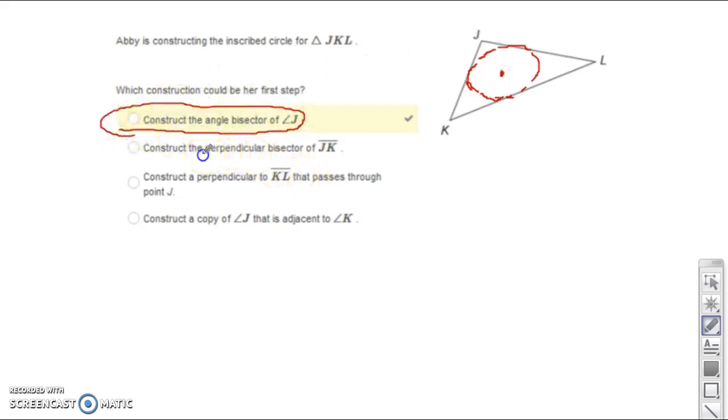Again, perpendicular bisectors, that would give you the circumcenter. Perpendicular, again, circumcenter. And copying an angle just doesn't help us at all.